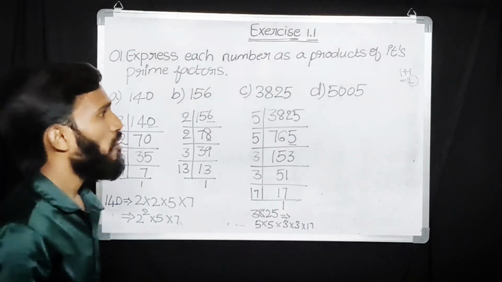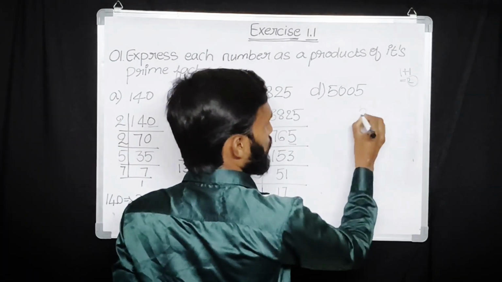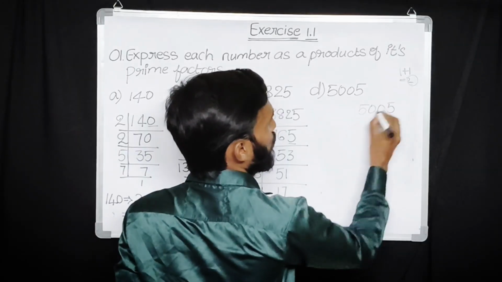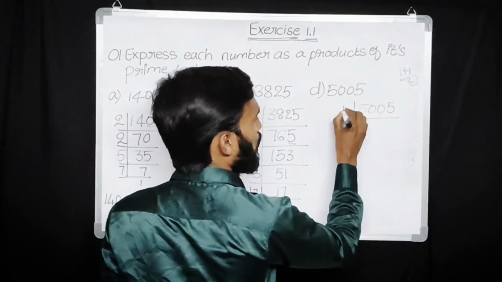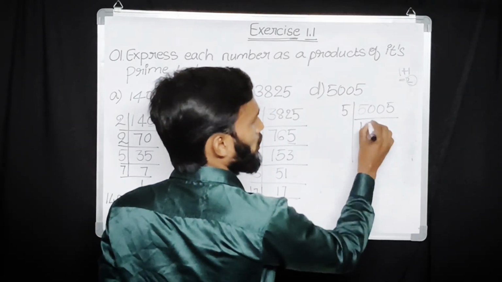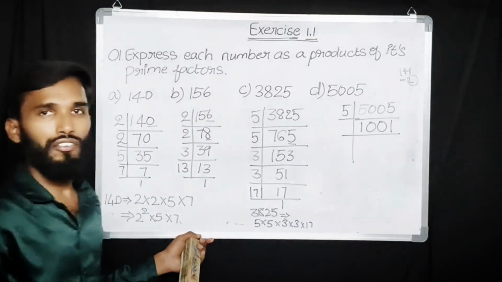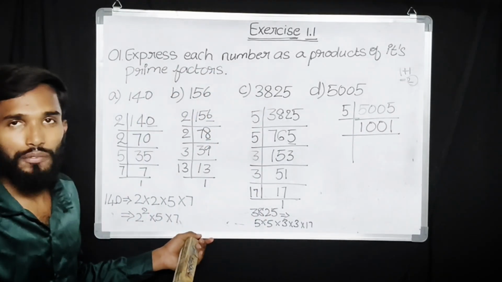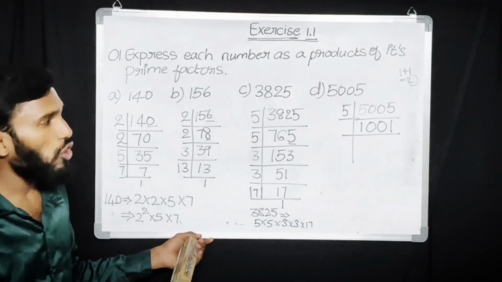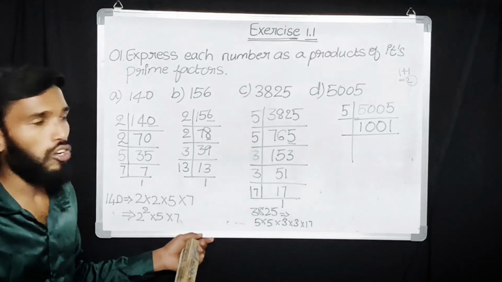The last one is 5005. If you observe here, the last digit is 5. That means this number is divisible by 5. 1 time, 0 time, 0 time, 1 time. If you observe, the last number is not even and the sum of digits is not divisible by 3, and 4 is not working here, 5 is not working here, 6 is not working here.